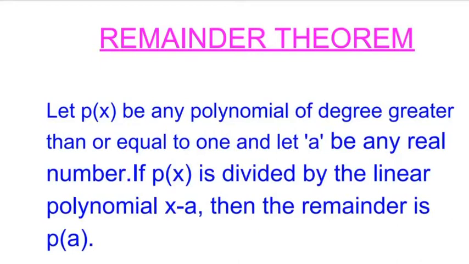Let p of x be any polynomial of degree greater than or equal to 1 and let a be any real number. If p of x is divided by the linear polynomial x minus a, then the remainder is p of a. The meaning of the statement is, if we divide the polynomial p of x by a linear polynomial x minus a, then the remainder is the value of p of a.